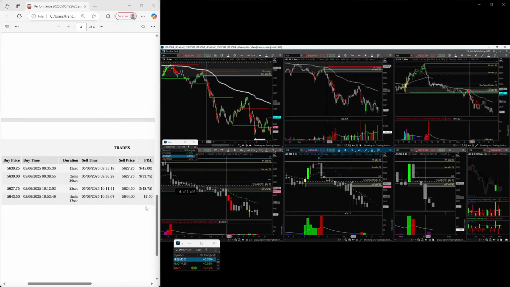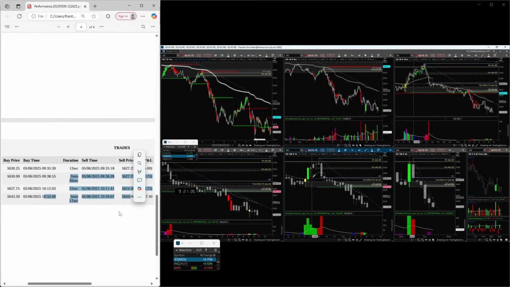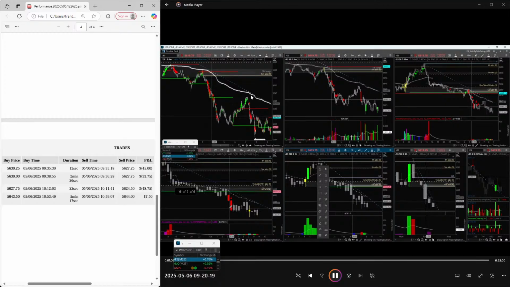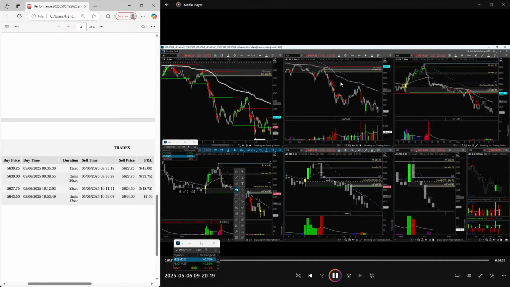All of these are short. Every single one of them. I think I had one long. This is this one here, which was at break even and got stopped out. But I was really looking for a short up at this area here. This is where I truly wanted to short at.